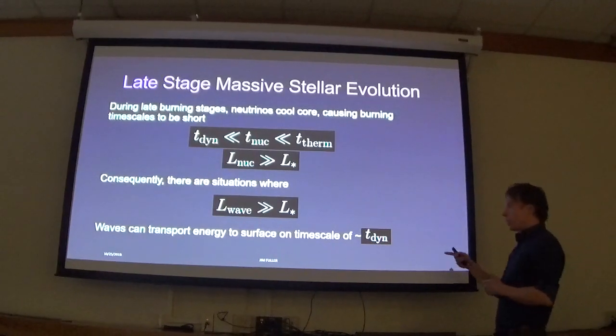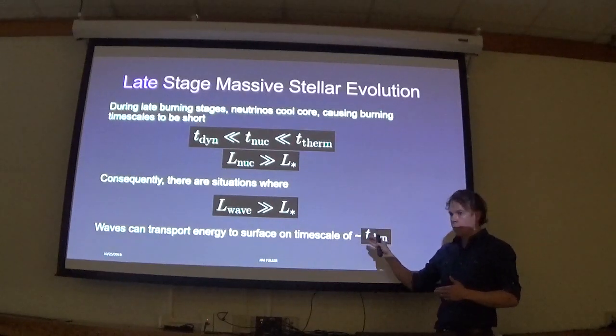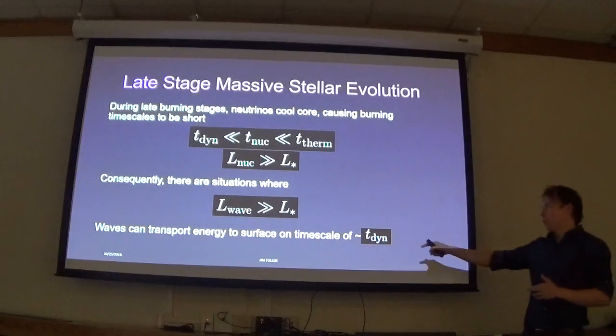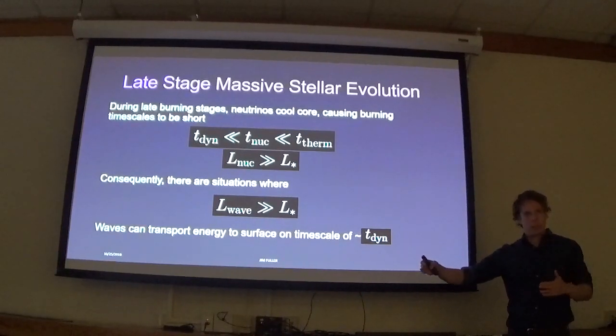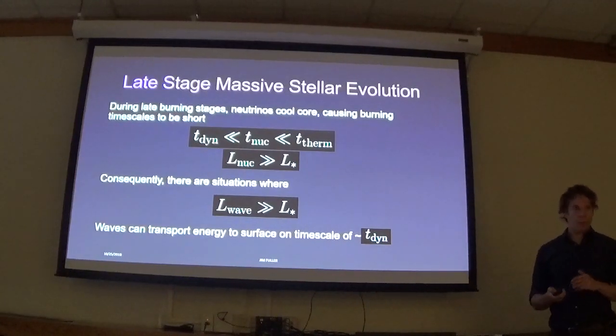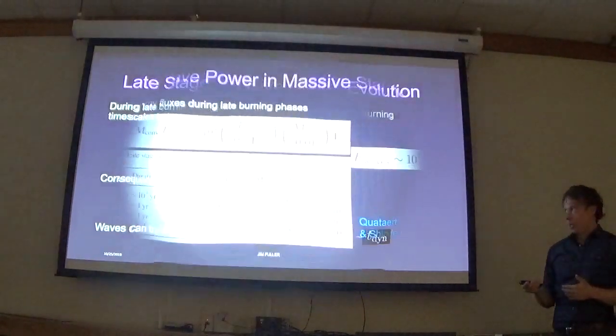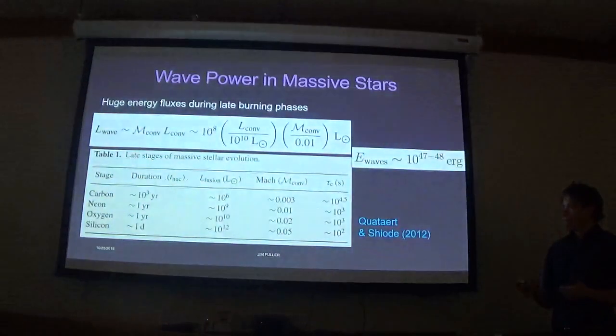And those waves can transport energy quite fast. Unlike photons, which have to diffuse over the thermal time, the waves can propagate outwards on the dynamical time of the star, which can be of order days or months for these stars. So they can carry their energy out quite efficiently.